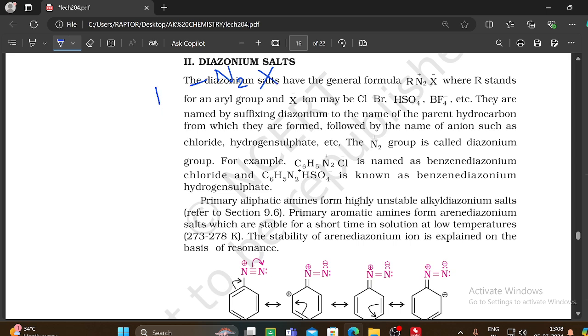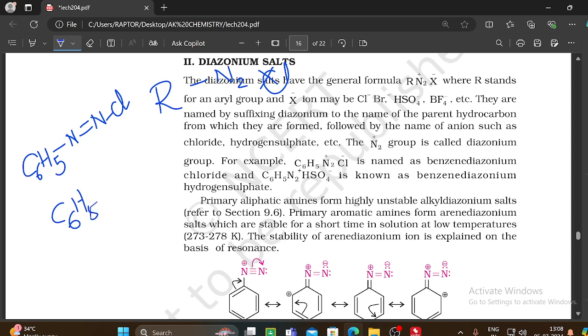This may be bonded with any R, that R may be alkyl or aryl groups. So here particularly we have aromatic, and this one is Cl, C6H5N2Cl, N double bond N Cl. But nowadays, instead of representing it that way, we use C6H5N2 plus Cl minus. Both are right. You can use any kind of representation for benzene diazonium chloride salt.